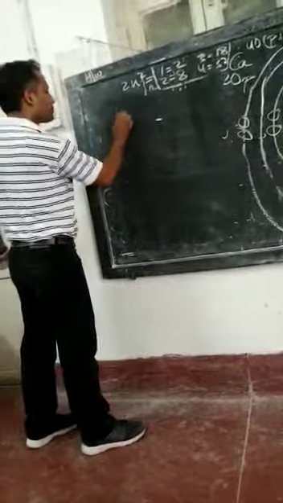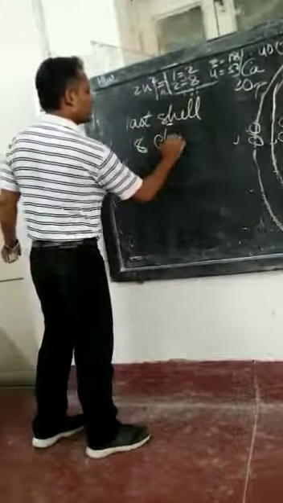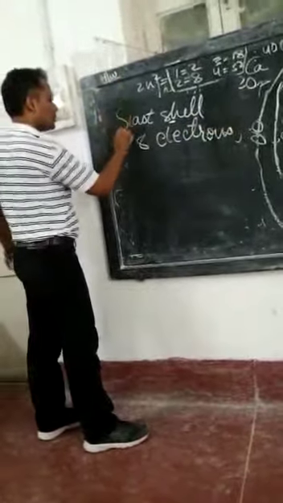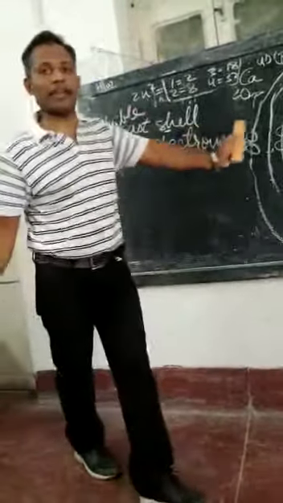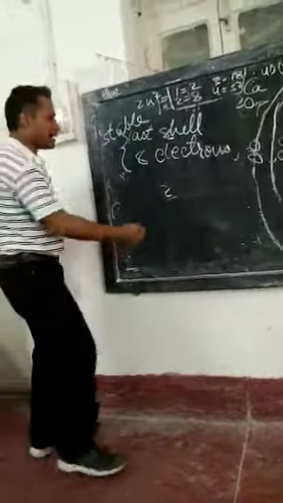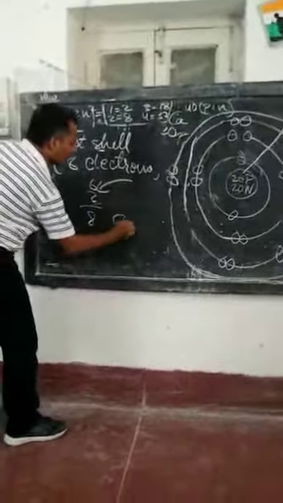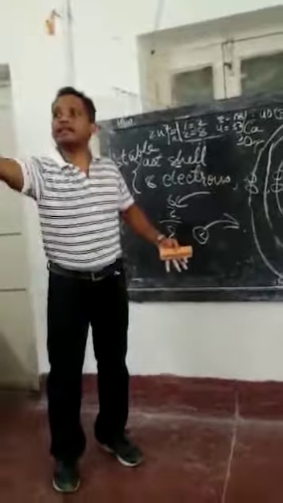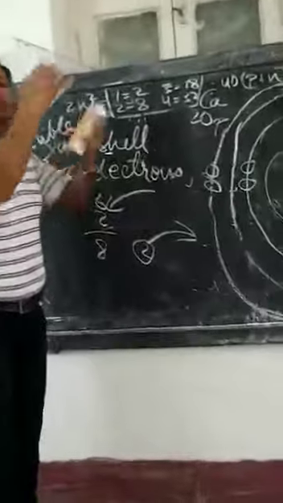Last shell, 8 electrons. This is the condition for stability. To be stable, the condition is the last shell should have 8 electrons. Here it has got 2 electrons. So there are two possibilities. Either it can take 6, so 6 plus 2 will be 8, or this 2 it can give up. I have 2 electrons in the last shell. I can either take 6 or give away 2. What does calcium do? Instead of taking 6, it will give away 2.